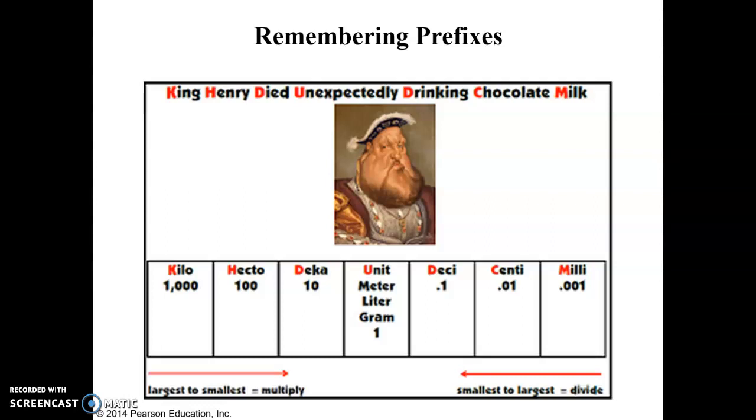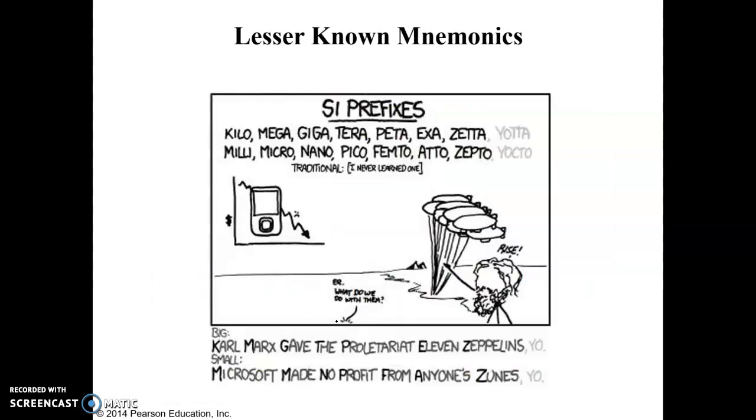A less commonly known mnemonic that I found online, and found humorous, is for those extreme prefixes at the very large and very small end of the spectrum that we don't use that often. For the really big ones: Karl Marx gave the proletariat 11 zeppelins, yo. And for the very small ones: Microsoft made no profit from anyone's Zunes, yo. I find this one particularly funny because I used to own a Microsoft Zune. If you don't know what that is, you'll just have to Google it, I guess.